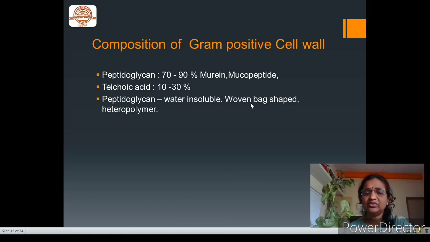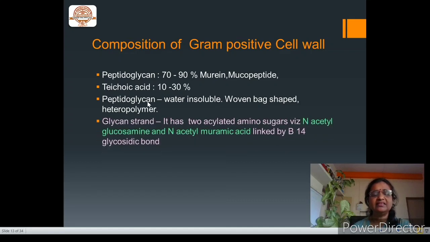Under the electron microscope, when these cell walls are observed, the cell wall is seen as a woven bag shaped structure. So it is a woven bag shaped heteropolymer. It consists of different subunits. Now what is the exact structure of peptidoglycan that we will see? This peptidoglycan consists of three major components.